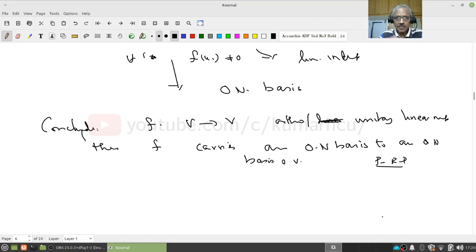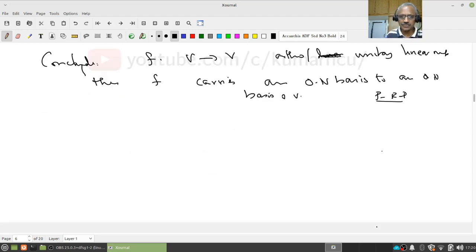Now since I am in an inner product space, what should I ask for? If I start with an orthogonal basis, what happens to its image? We found out it's an orthogonal basis. Right? What is the next question you should ask? Suppose f is a linear map from V to V which takes an orthogonal basis to an orthogonal basis, then what should I ask? Whether it is unitary or orthogonal. Is the question clear? So is the converse true?